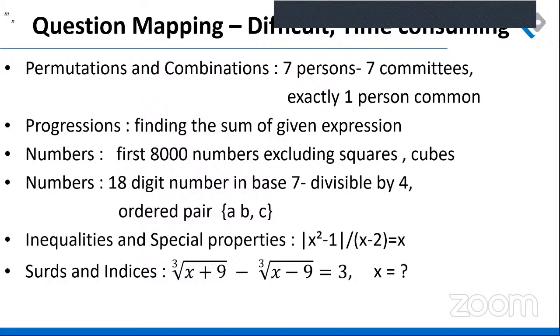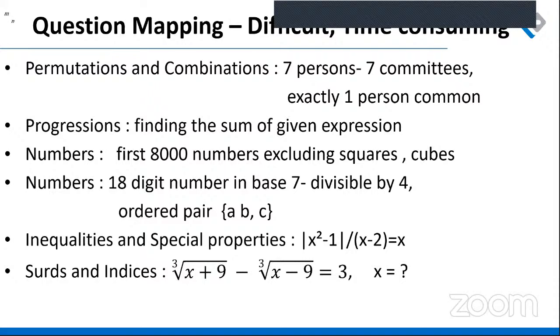The next one was a little more difficult. It was an 18-digit number written in base 7, and half of the digits were letters, ABC 123, CBA 321, things like that. It was divisible by 4. First thing, we don't know what to do. Maybe we don't know the divisibility rule for 4 in base 7. So that was one more difficulty level. How do we decide the divisibility rule for 4 in base 7? And then you were asked how many ordered pairs of ABC are there. So that way it was difficult. Maybe we could have avoided this question.